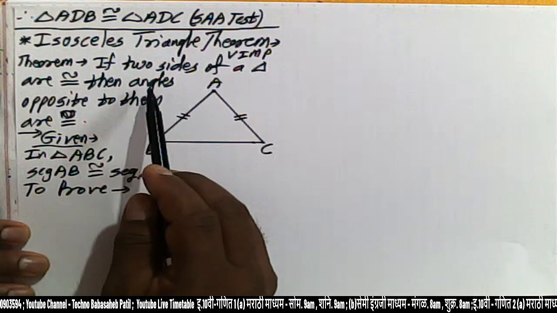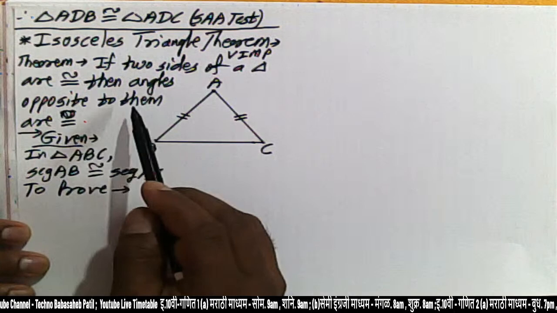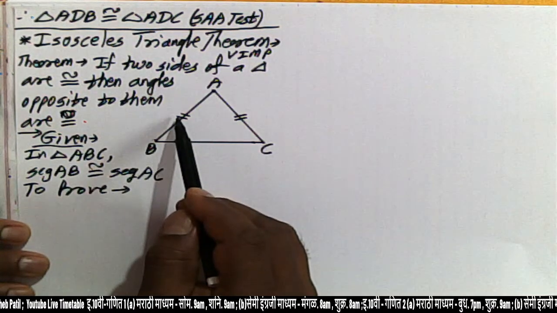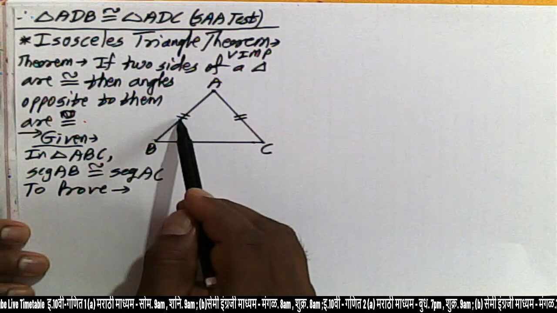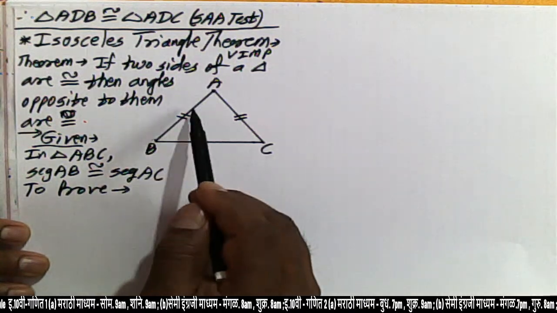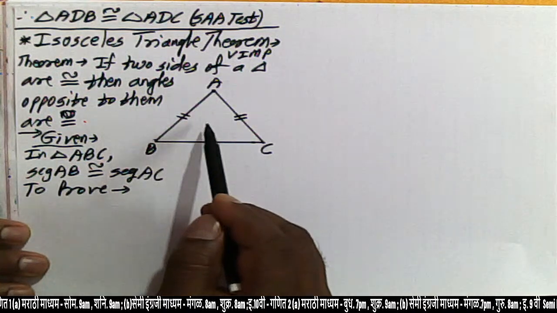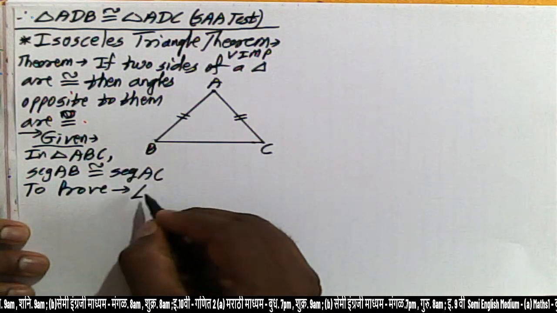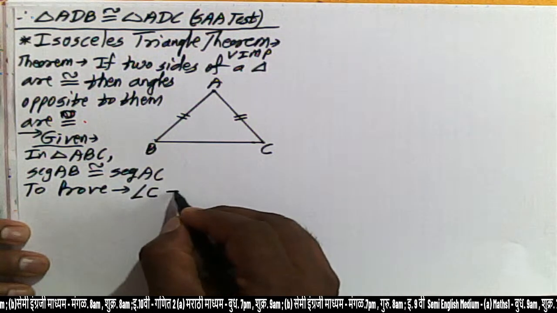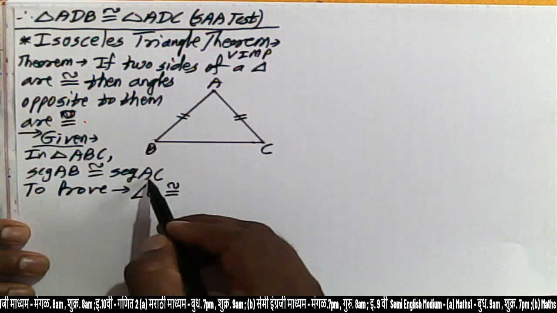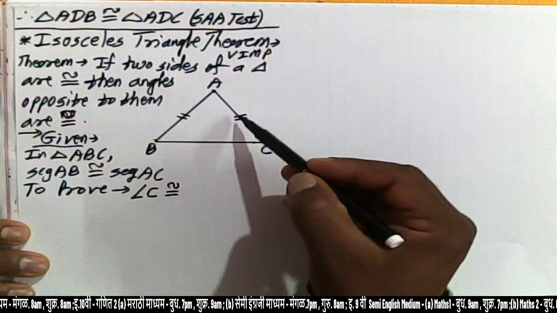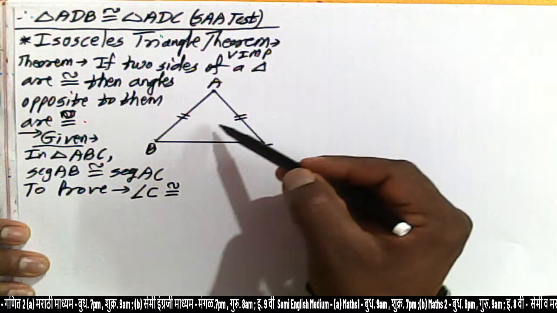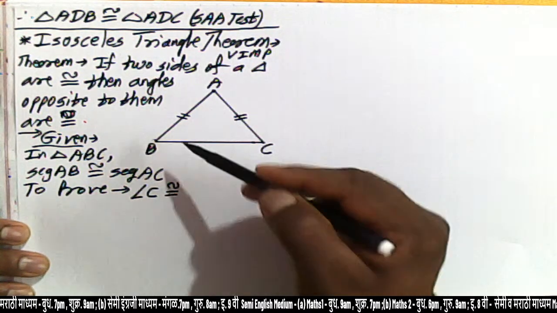Then नंतरची माहिती. Angles opposite to them. Here the first side is AB and we want the angle opposite to this side AB. AB च्या समोरचा कोन that is angle C. Angle C congruent, and here side AC and we want the angle opposite to side AC. AC या बाजू समोरचा कोन that is angle B.